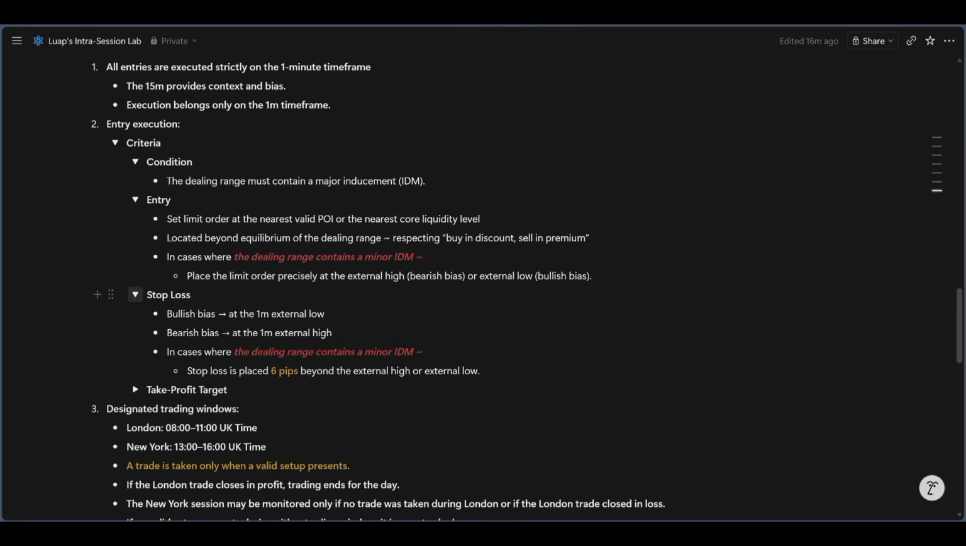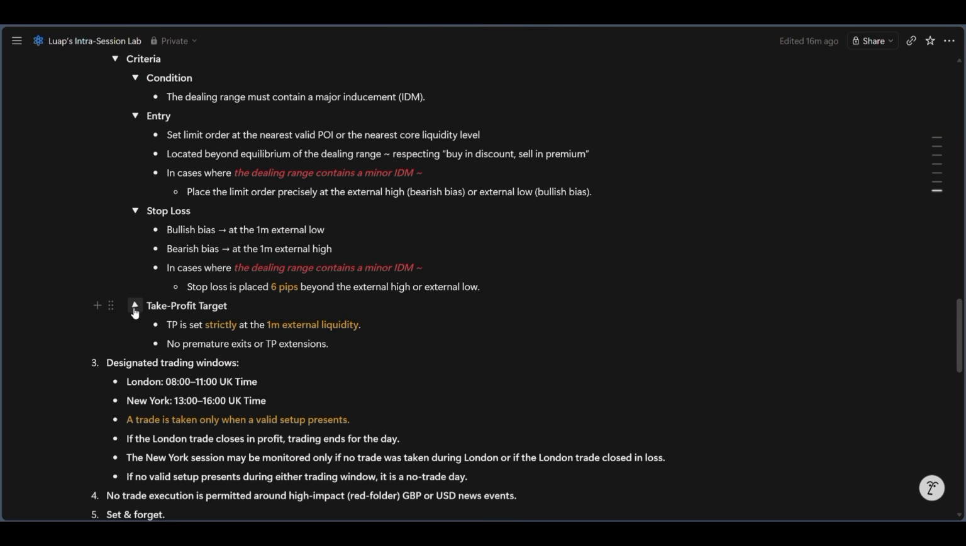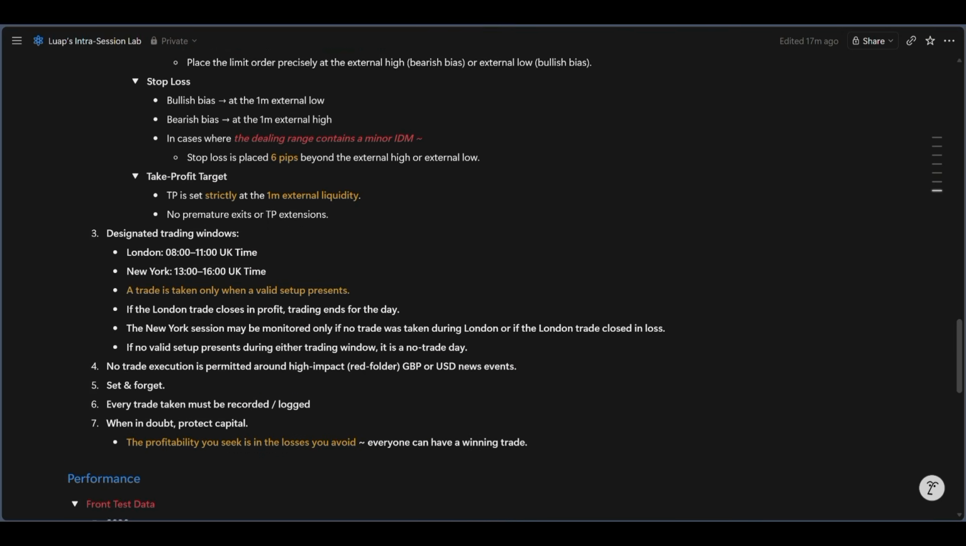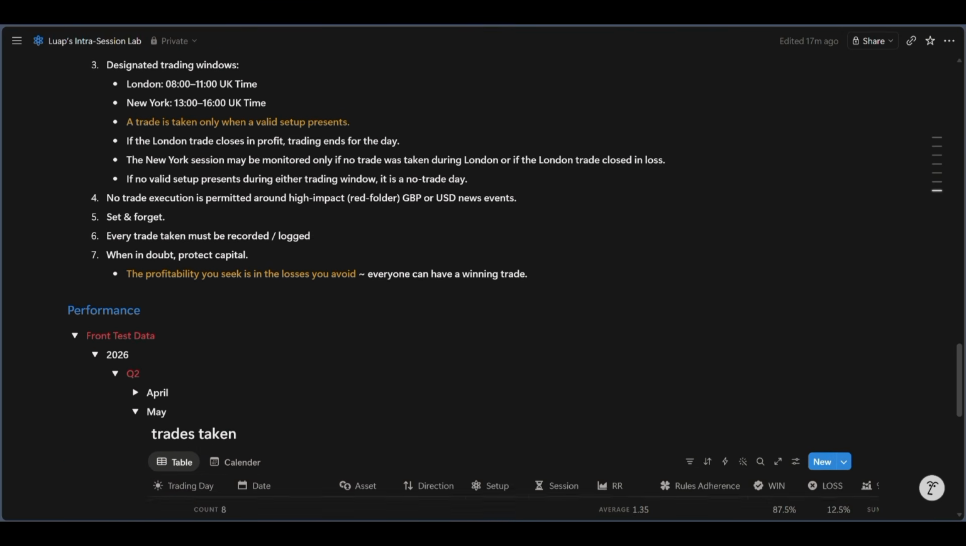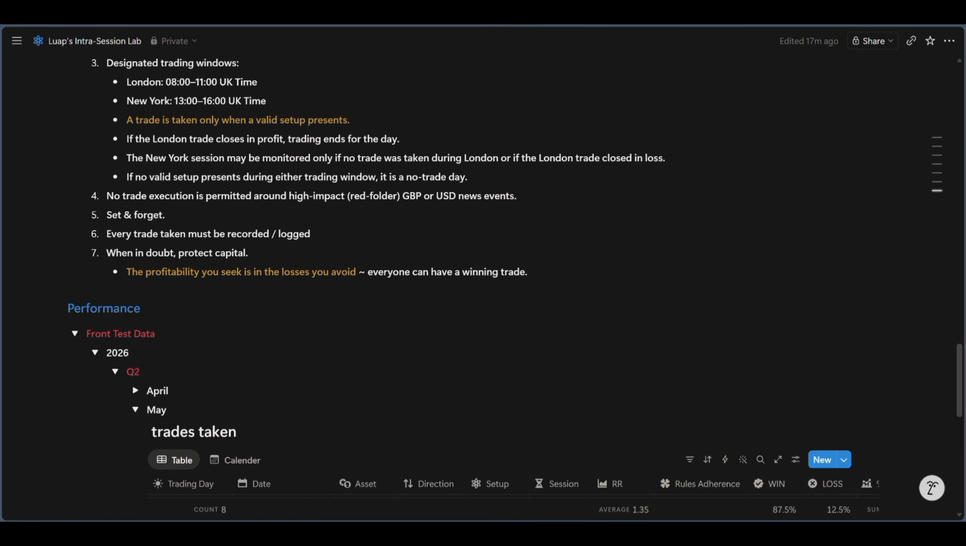Then the stop loss, of course, where you set a stop loss, and as well where I set my take profit. Take profit is strictly at the 1 minute external liquidity. So you can clearly see that everything is defined. When I get to the charts, I am only looking for what is aligning with all this, and only then do I execute. There are no decisions that I make on the charts. It's just me going there, knowing what I'm looking for, and executing only when what I'm looking for presents.